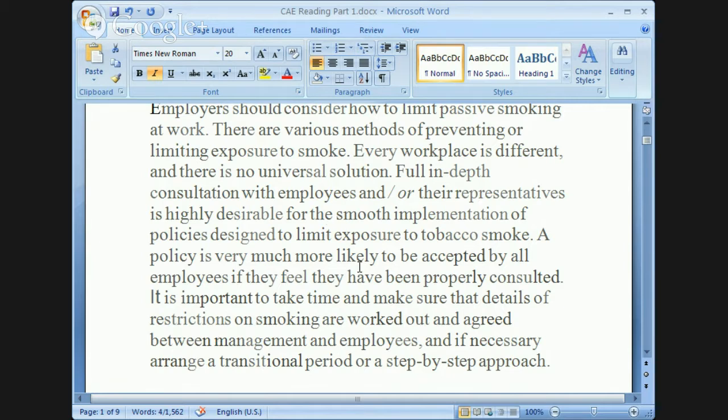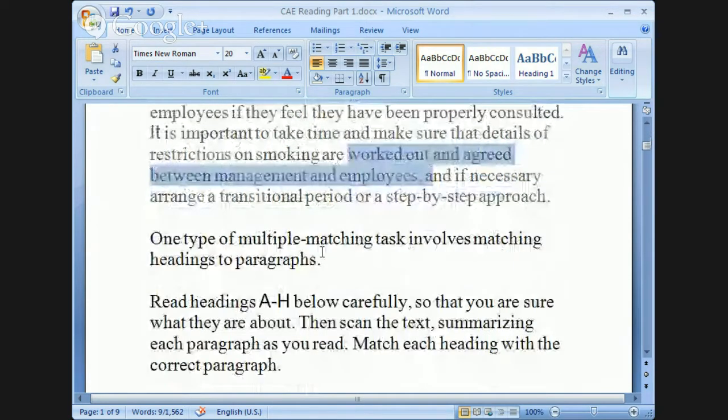Okay, it talks about creating policy. How policies are accepted by employees. How they can follow this policy. Yeah, how to implement, or how they can follow the policy. How they can be worked out and agreed upon between managers and employees. Sure. So I think this is for businesses, employers, advice for employers.